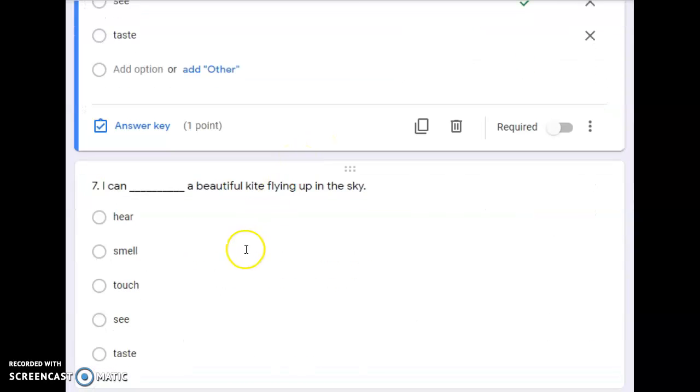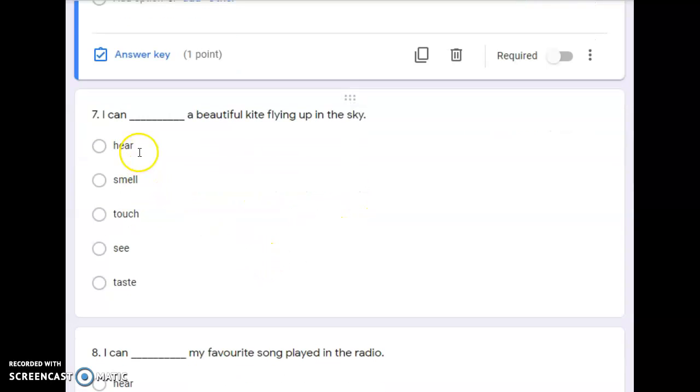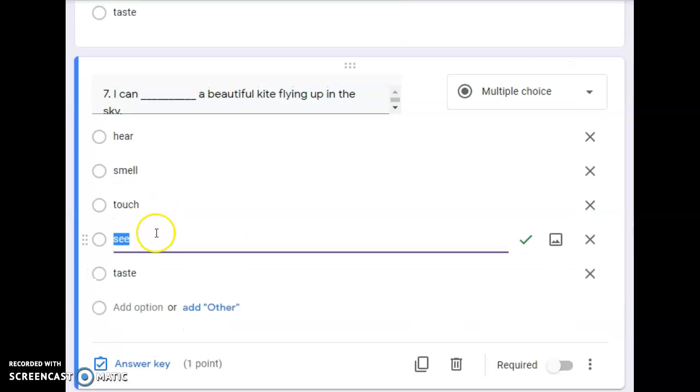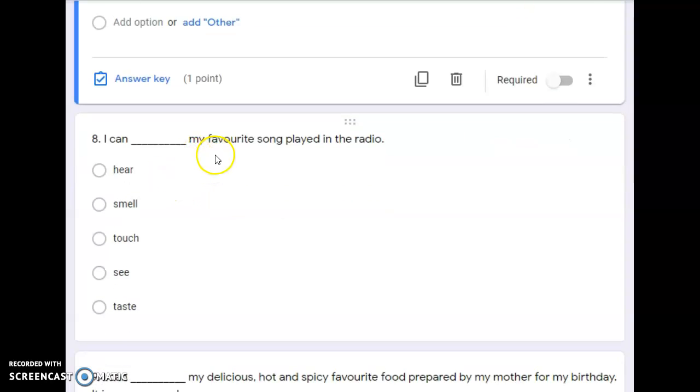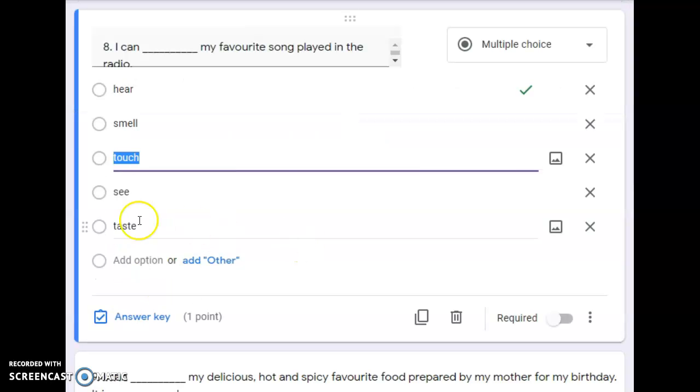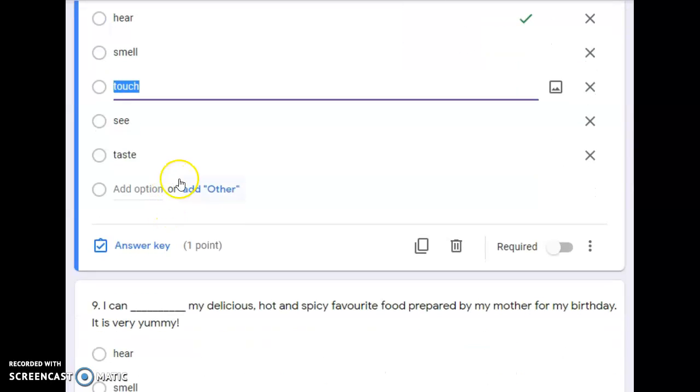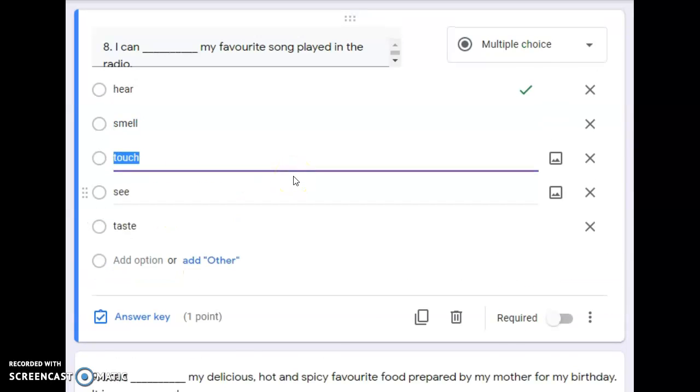This one is one point each. Okay, I can blank a beautiful kite flying up in the sky. Can you hear, smell, touch, see, taste? Here there's only one answer: you can see. Now number 8. I can blank my favorite song played on the radio. The answer is only hear, right? You cannot touch a song, see a song, or taste a song. You can only hear a song.